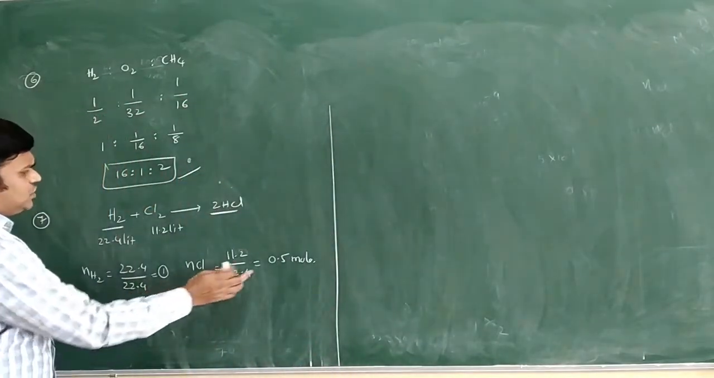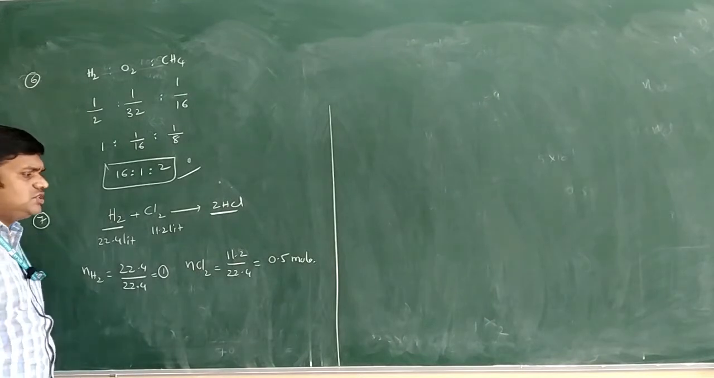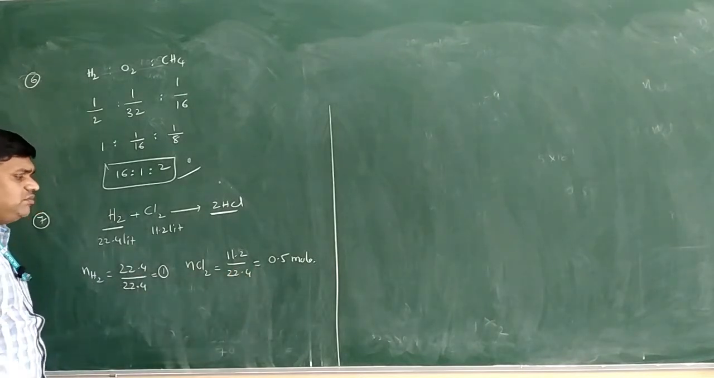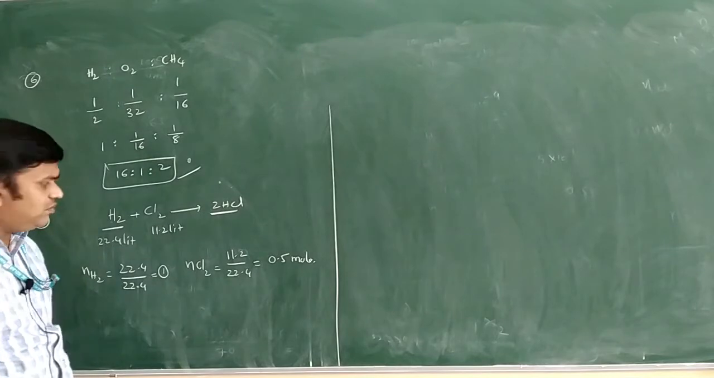Here 1 is there, here 0.5 is there. Which is the least value? 0.5. So definitely, what is the limiting reagent here? Cl2 is the limiting reagent only.